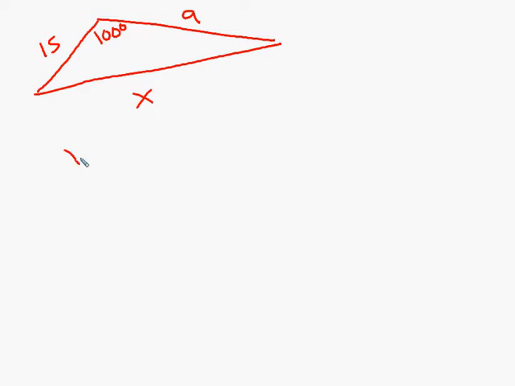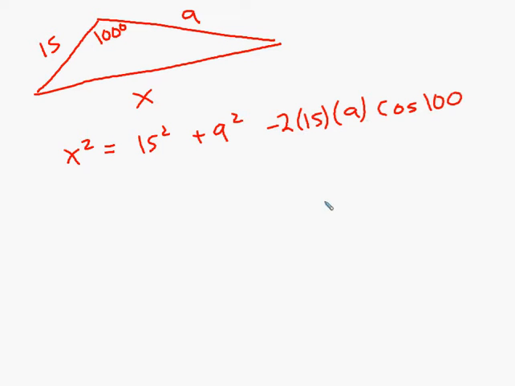So x squared equals 100 squared? No, 100's not a side. 15 squared plus 9 squared minus 2 times 15 times 9 times cosine of 100. Notice every time we use the law of cosines, my x is either at the beginning or at the very end. It's never any of these middle things.